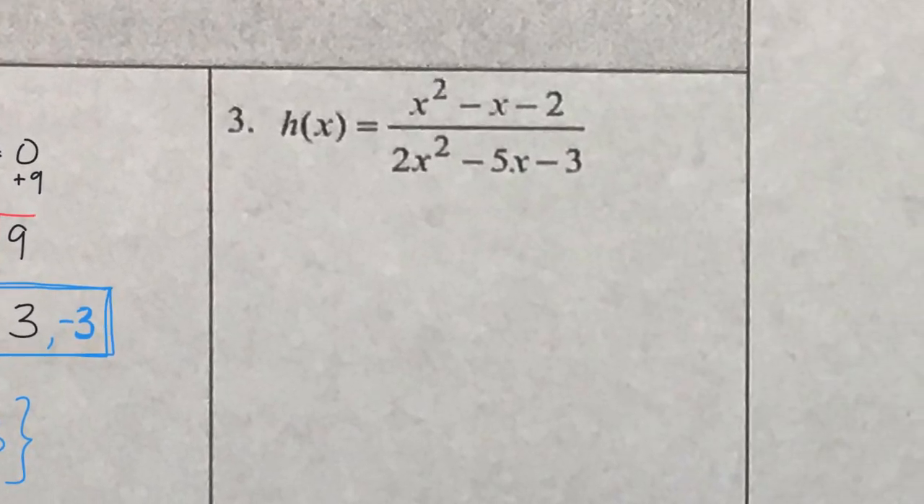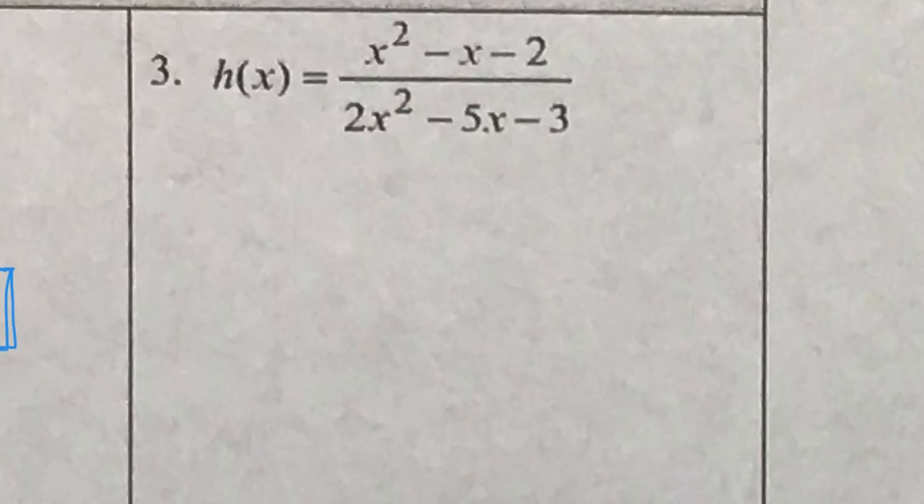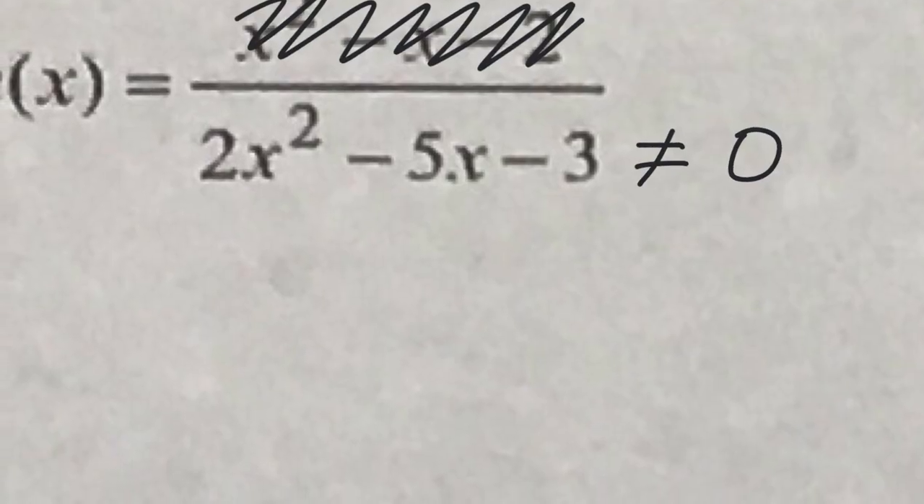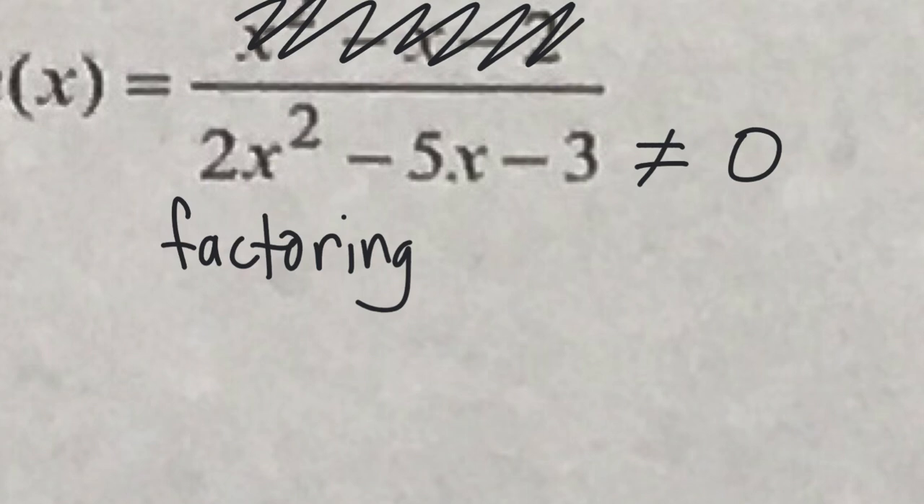Okay, moving on to the most difficult one in our examples. We're going to set this denominator not equal to 0, because we're not concerned about the numerator at all. So what type of equation are we given here? Quadratic. This is definitely a quadratic equation, right? So we can't solve it by square rooting. We have to hopefully solve it by factoring. So we're going to factor this quadratic.